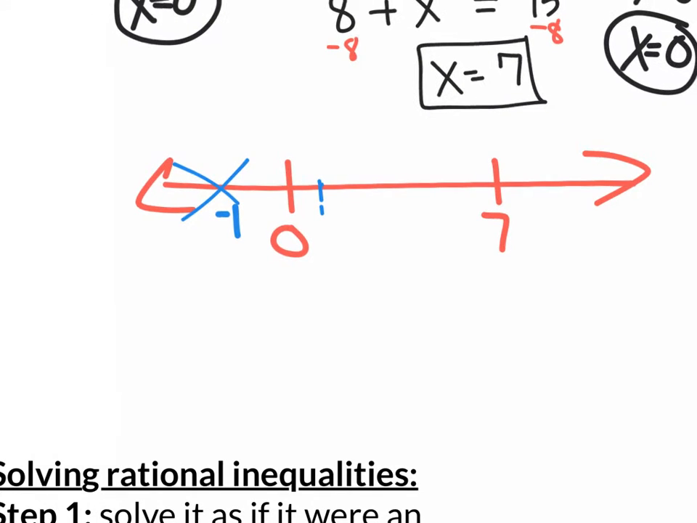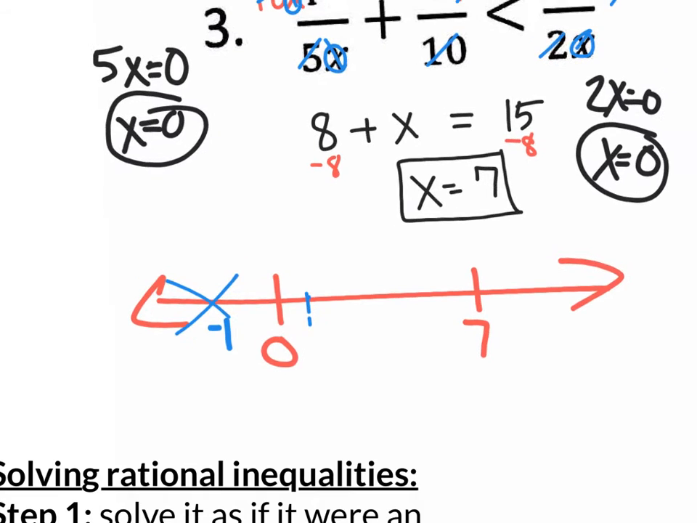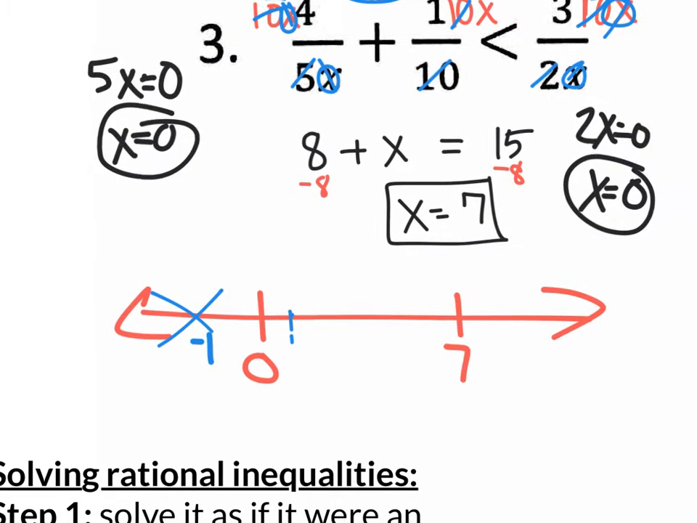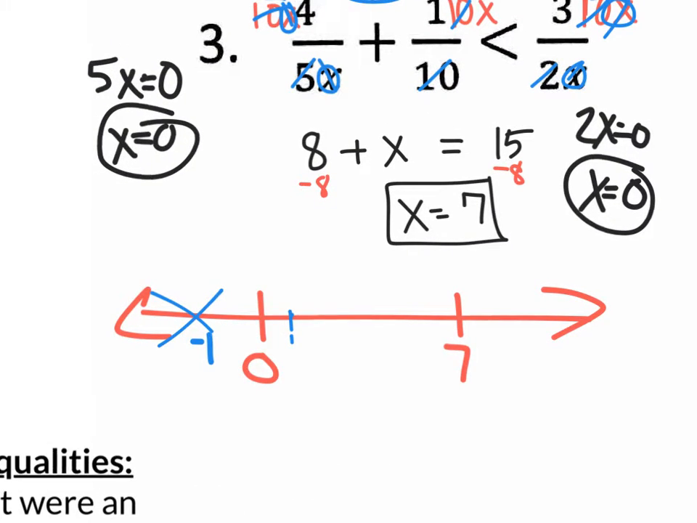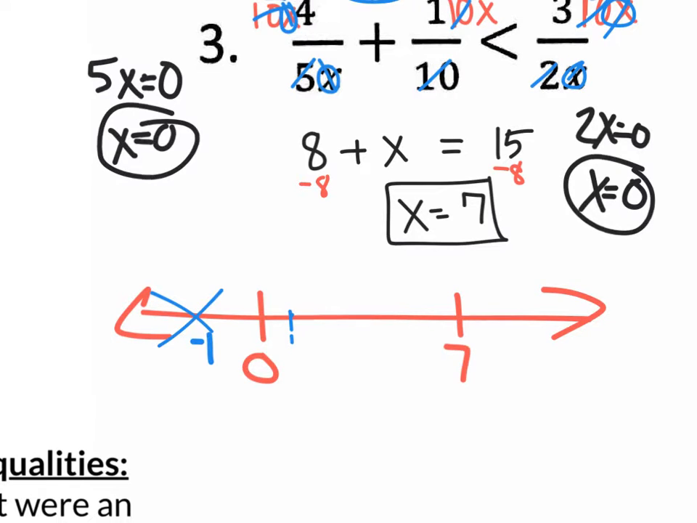Testing the middle area, I'd have to plug in a 1 into our original inequality. So let me do that. Instead of 4 over 5 times x, it's going to be 4 over 5 times 1, which is 4/5. And then we have a 1/10, no variable. So we have 4/5 plus 1/10, and we do have the less than symbol. And 3 over 2 times 1 is just going to be 3/2. It's easy to plug in 1.